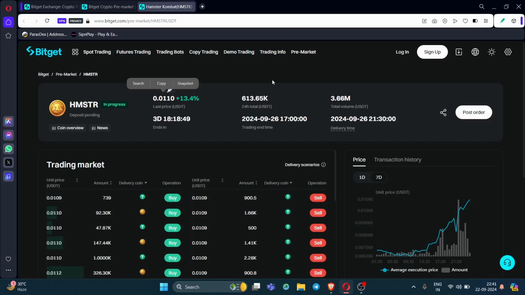What are your thoughts about Hamster? Can it reach 10 cents? Just comment below and let me know your thoughts. I have told you my view about the market cap and I've compared it, and I don't personally think it can hit 10 cents immediately, but it can hit 0.05 for sure.